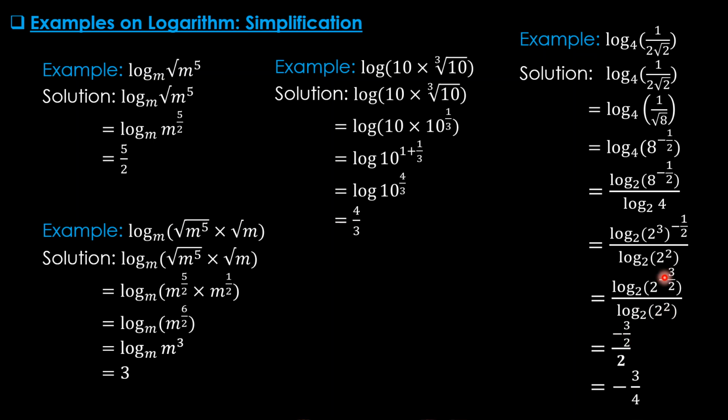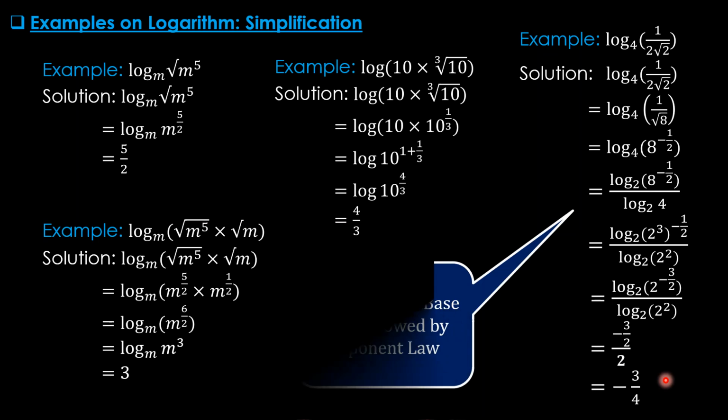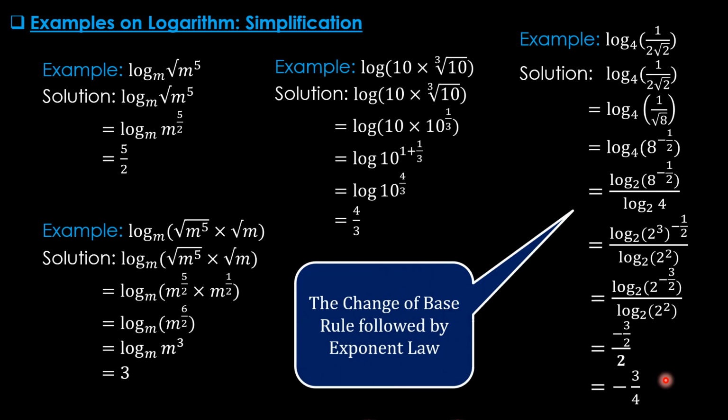Because these are all powers of 2, we apply the exponent law here. So this minus 3 over 2 comes to the left side, and this exponent 2 comes to the left side, so it becomes log 2 base 2, and in the denominator also log 2 base 2. So minus 3 over 2 from the numerator and only 2 from the denominator. That's why it becomes minus 3 over 4. The change of base rule followed by the exponent law, that's what we have applied here.